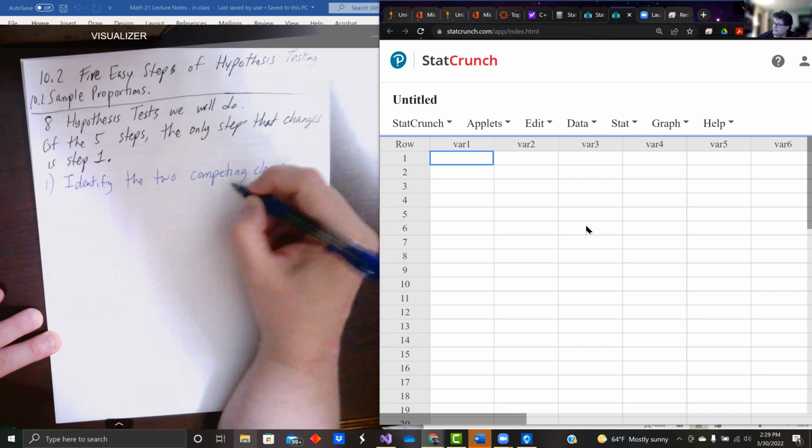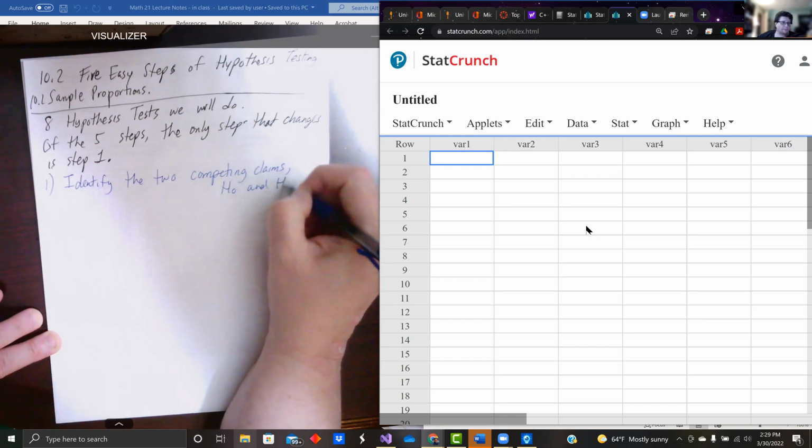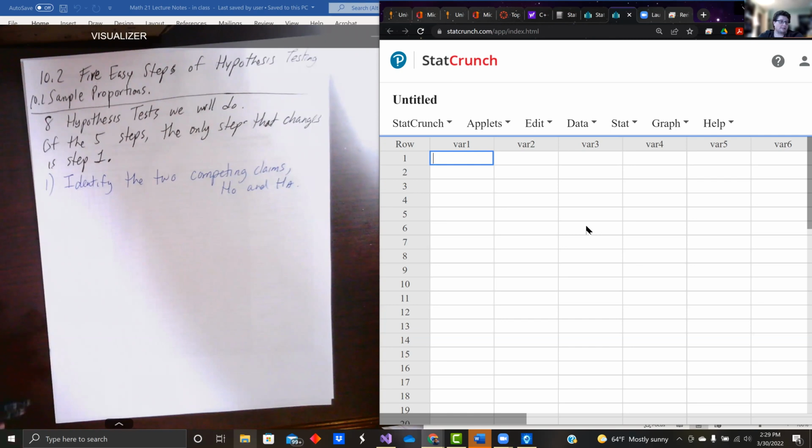H0 and HA, like we showed, we did 3 of them on Monday. We showed one that had proportions. We showed one that had means. We showed one that had variance or standard deviation. So all of these have different tests, the way the math is done. In terms of what we're going to do, the computer's going to do all the math for us, so the steps remain the same. We just need to be able to identify which type it is.